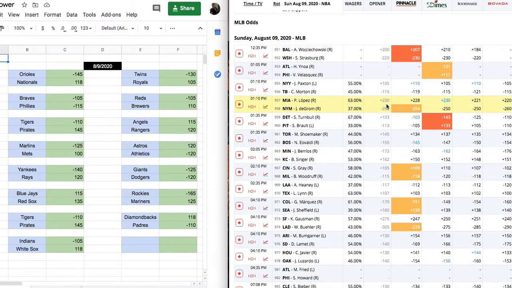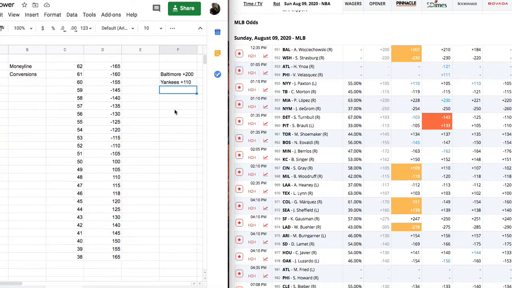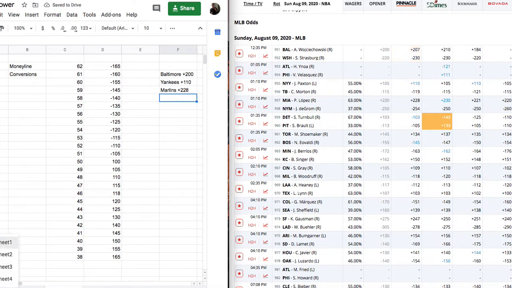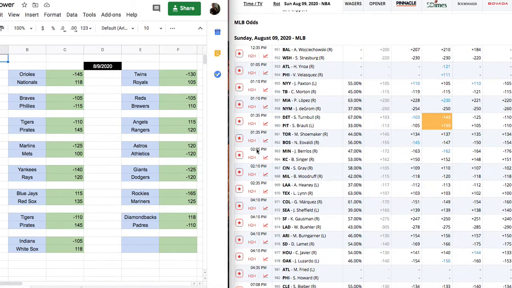So in this particular game here, we have Miami at plus 228. Obviously, there's value with the Marlins here. That doesn't mean we're going to play the Marlins. It just means that there's value. So we'll write that down as well. Marlins plus 210. Oh, it's actually gone up. So plus 228. All right, let's go to the next game here.